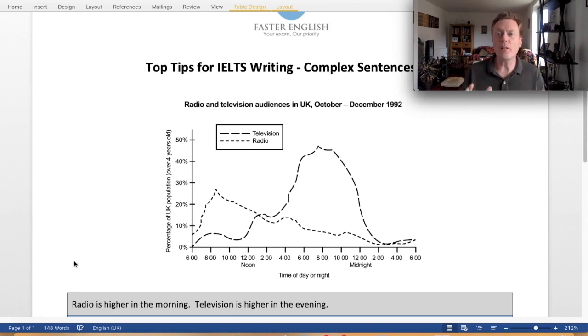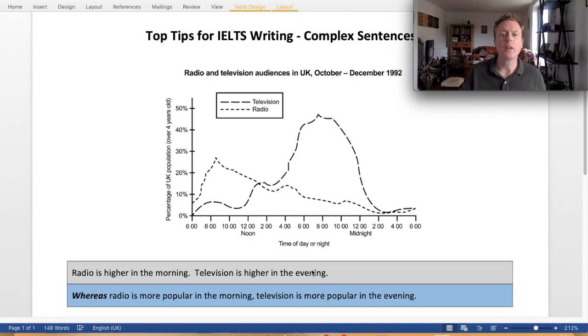Secondly, these are very simple sentences. We've got subject, verb to be, and complement. Same thing here. So, how do we expand this and how do we link them together? Well, here is one way to do that.